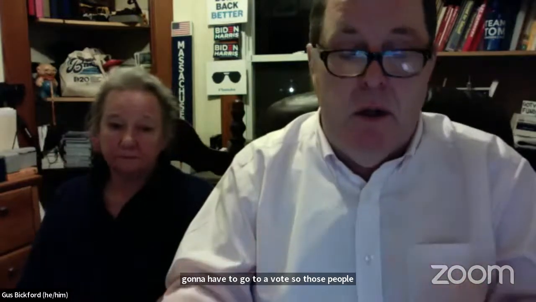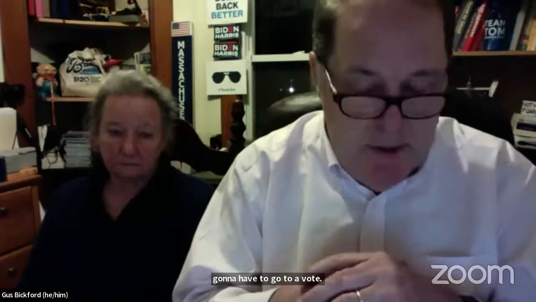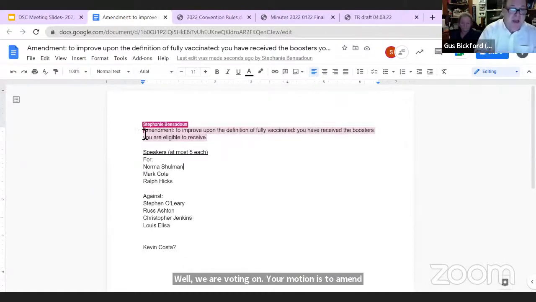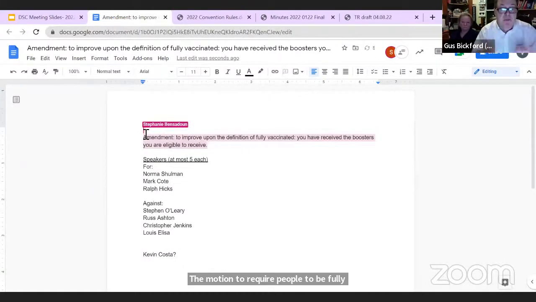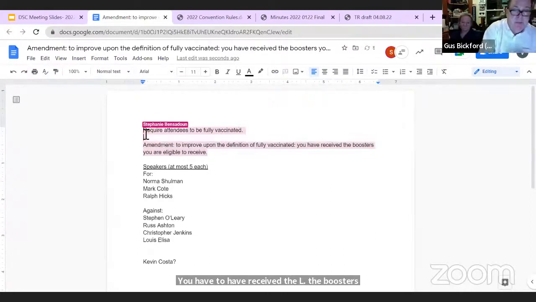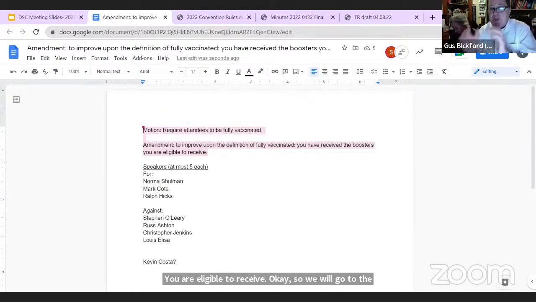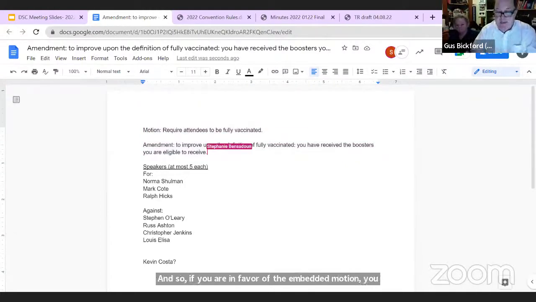Please repeat what we are voting on. What we are voting on is to amend the motion to require people to be fully vaccinated, so that it is an improved definition of fully vaccinated: you have to have received the boosters you are eligible to receive. Okay, so we will go to the polling function and we'll just see if it's significantly weighted one way or another. If you are in favor of the amended motion, you're going to click the green yes. The amendment, to amend the motion.